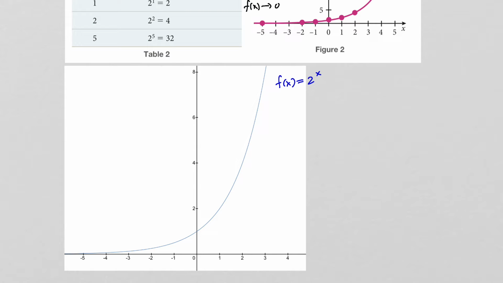So again, we say that the function 2 to the x is approaching 0 as x moves towards negative infinity, and the function 2 to the x is approaching infinity as x goes to positive infinity. And again, that's a little bit easier to see because clearly as x gets bigger in this direction, the function is just getting extraordinarily large, right? So this is how we can describe the end behavior of this exponential function.